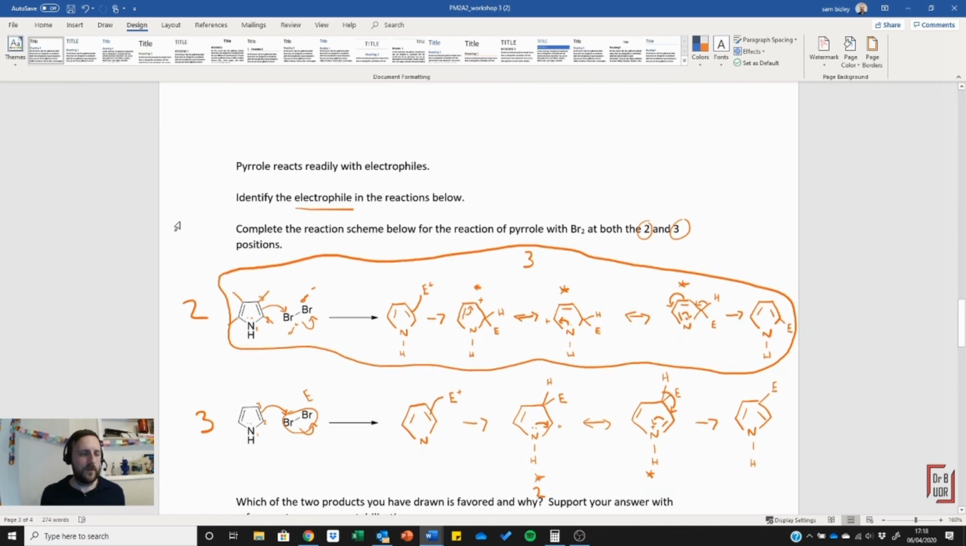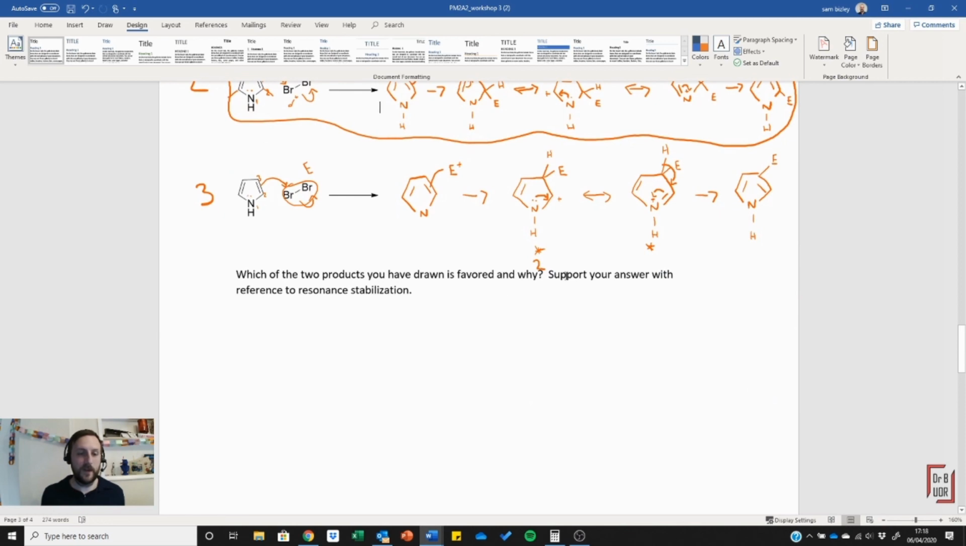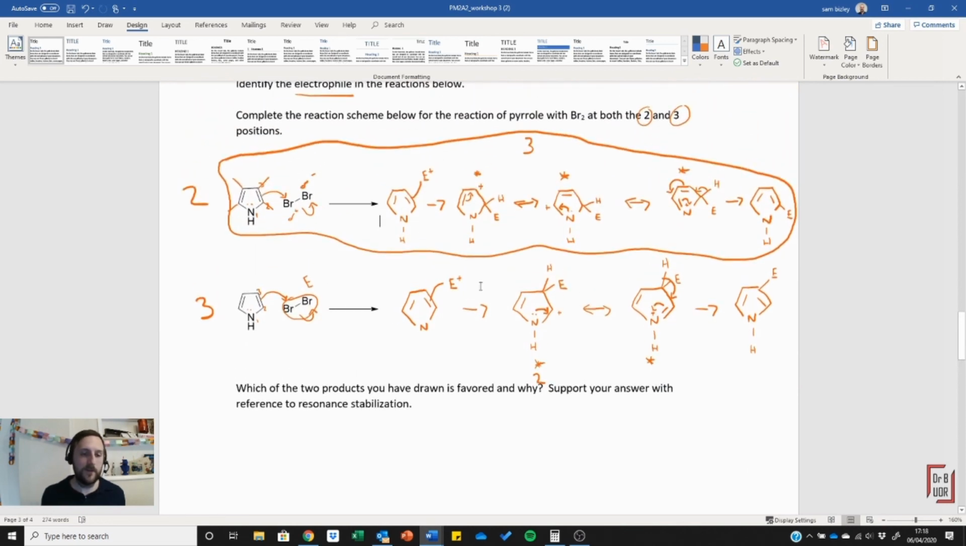So you may just know, or the question asks you, which of the 2 products you draw would be favoured. You might just know that position 2 would be favoured. But it's important you start to think about drawing these resonance structures, and this is what's actually happening, or what we try to show is happening within the molecule to stabilise the charge.